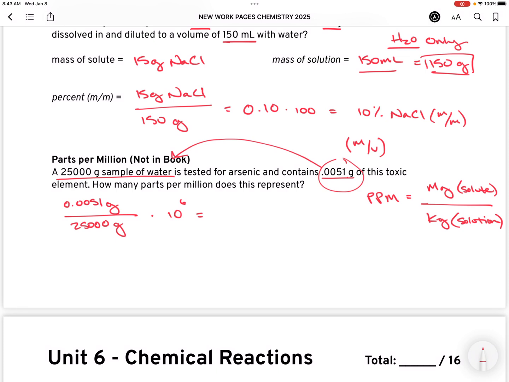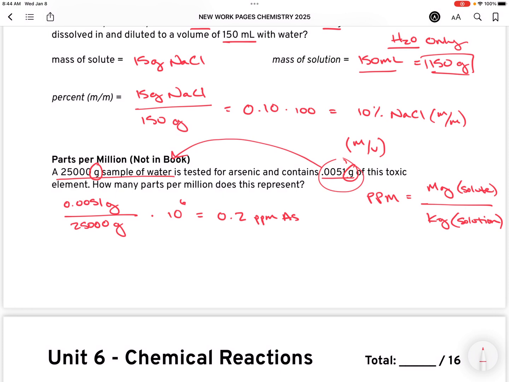If you do it in your calculator, you type in 0.0051 divided by 2,500, and then multiply it by 10 to the 6th, and that will give me a number, 0.2 parts per million, and then we can write arsenic at the end of that. Okay, so this is the way to do it. If it comes in grams, all you have to do is divide them and multiply by a million.